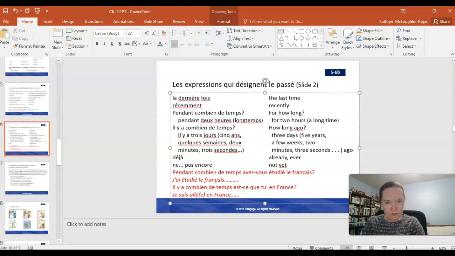or let me choose a different verb here. So tu es allé. That would be a better choice. And of course we have to add our optional E here. So, il y a combien de temps est-ce que tu es allé en France? And what that would mean is how long ago.